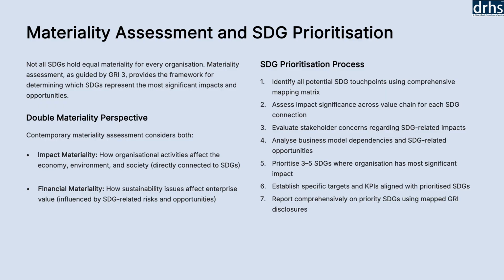Second, they assess impact significance, considering scale, scope, severity, and likelihood of impacts on SDG targets. Third, stakeholder perspectives are incorporated through consultations with employees, communities, customers, investors, and civil society. The fourth step involves analyzing financial risks and opportunities associated with SDG-related issues, integrating sustainability into enterprise risk management.